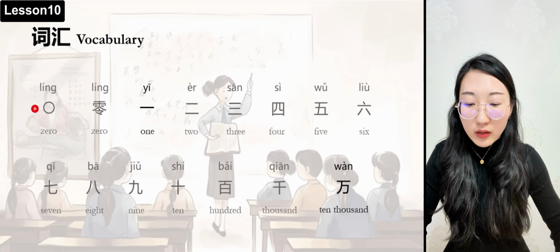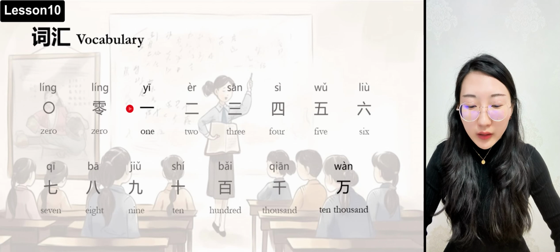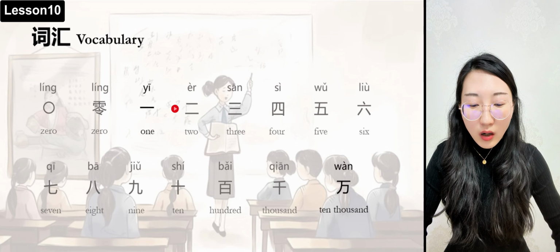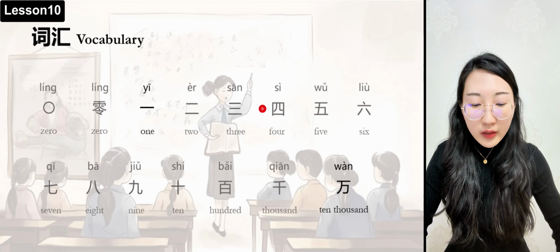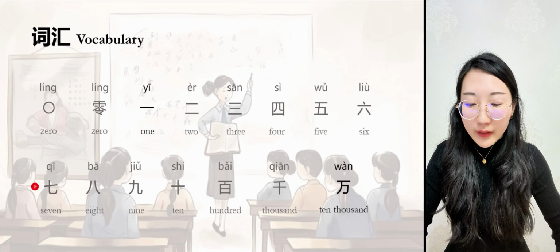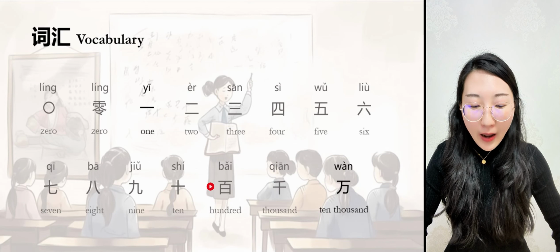0, 1, 2, 3, 4, 5, 6, 7, 8, 9, 10, 百, 千, 万.